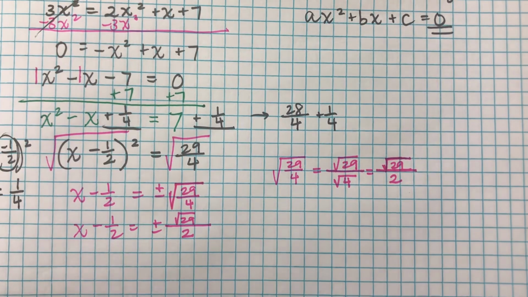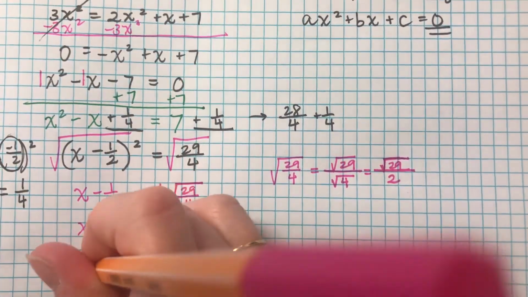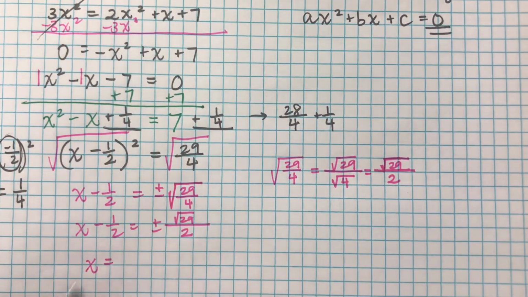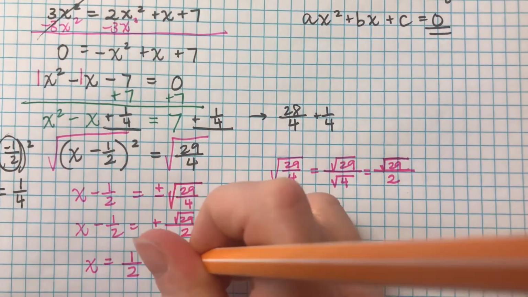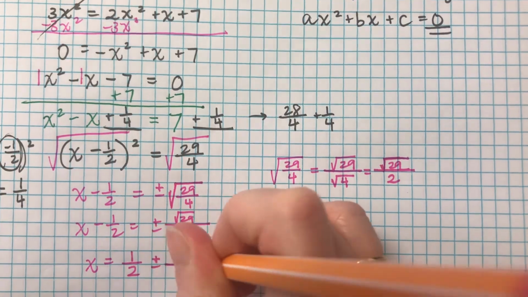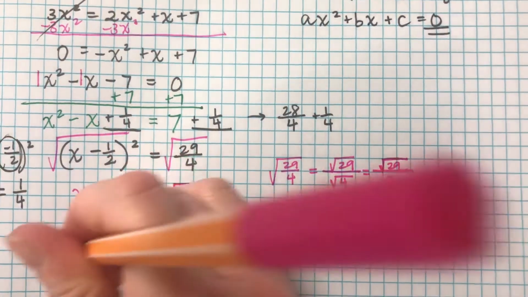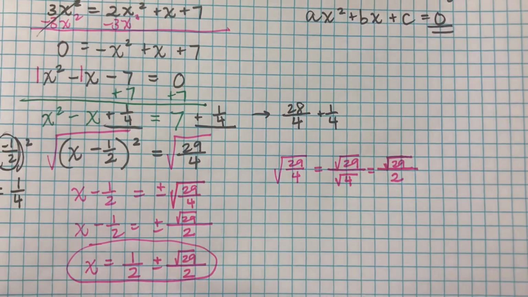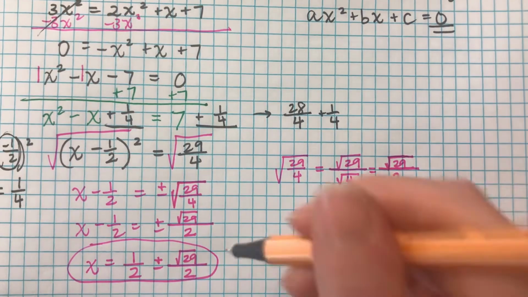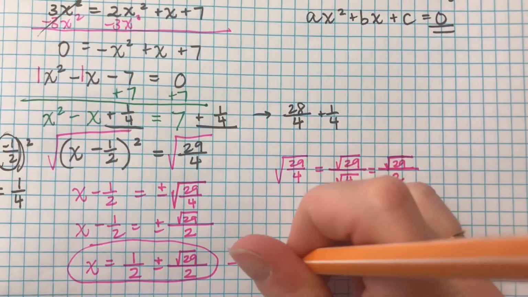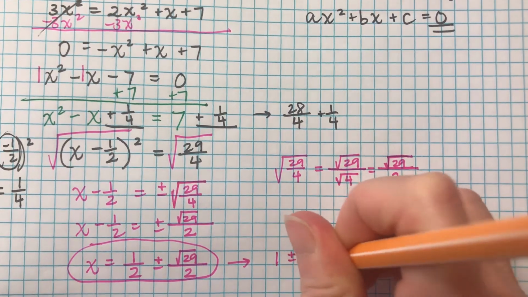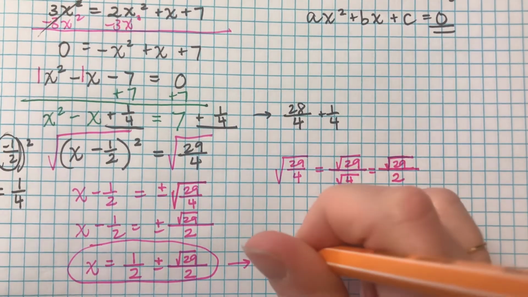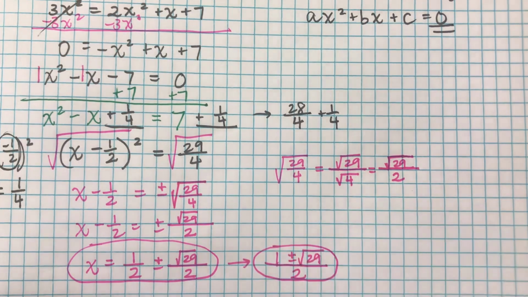That leaves me with one last step, which is to add the 1/2 over here to both sides of my equation. If I do that, I end up with 1/2 plus or minus the square root of 29 over 2, like so. We could leave our answer this way. However, since we do have a common denominator here, they might write this answer as 1 plus or minus the square root of 29 all over 2. That would also be acceptable.